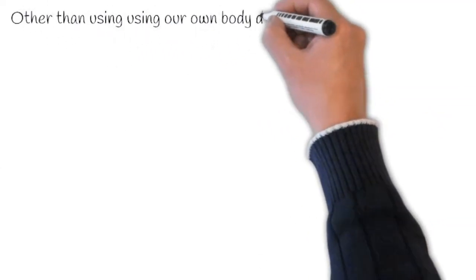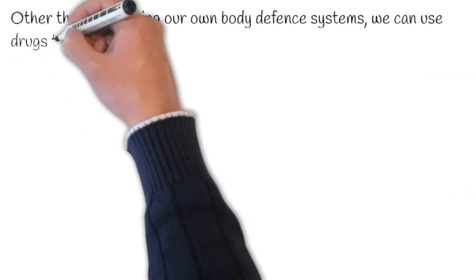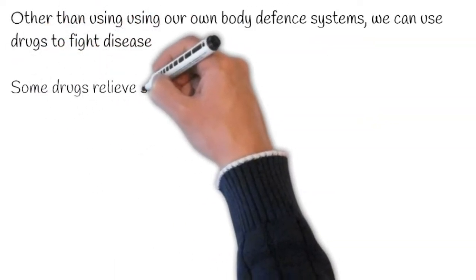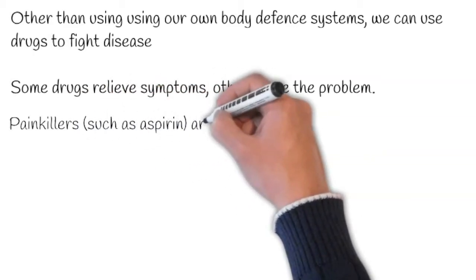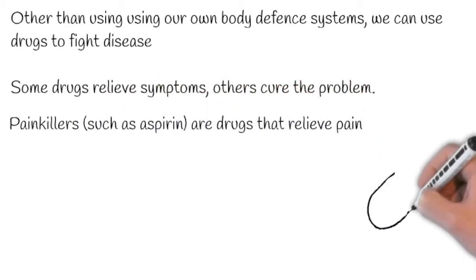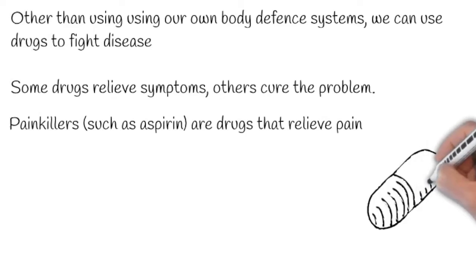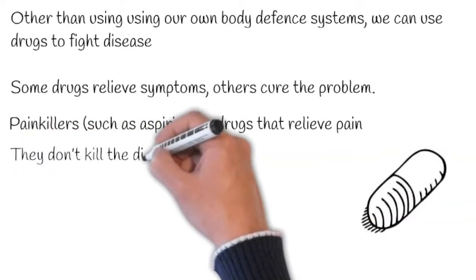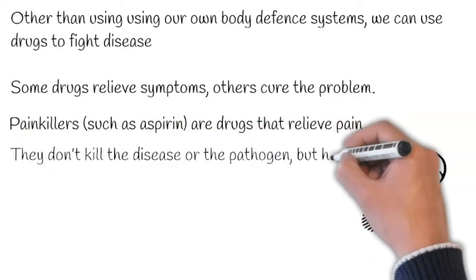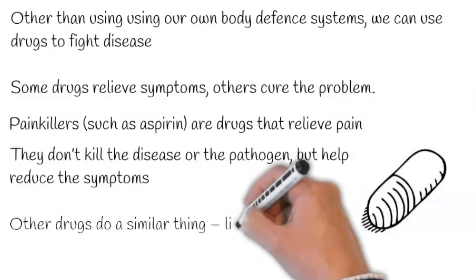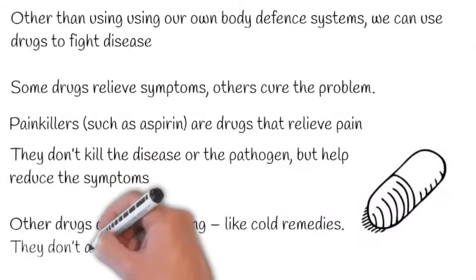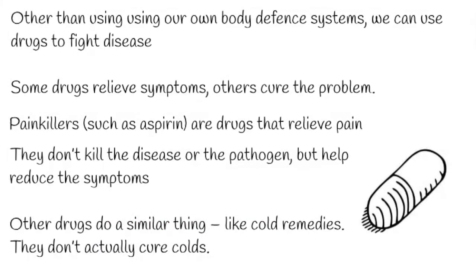Other than using our own body's defences, we can use drugs to fight disease. Some drugs relieve symptoms, others cure the problem. Painkillers, such as aspirin, are drugs that relieve pain. They don't cure. They don't kill the disease or the pathogen, but help to reduce the symptoms. Other drugs do a similar thing, like cold remedies. They don't actually cure colds.